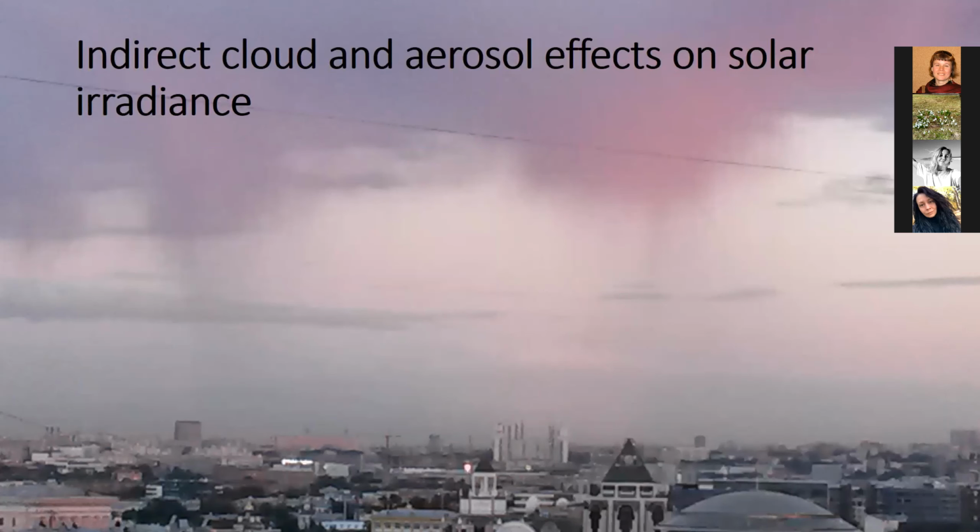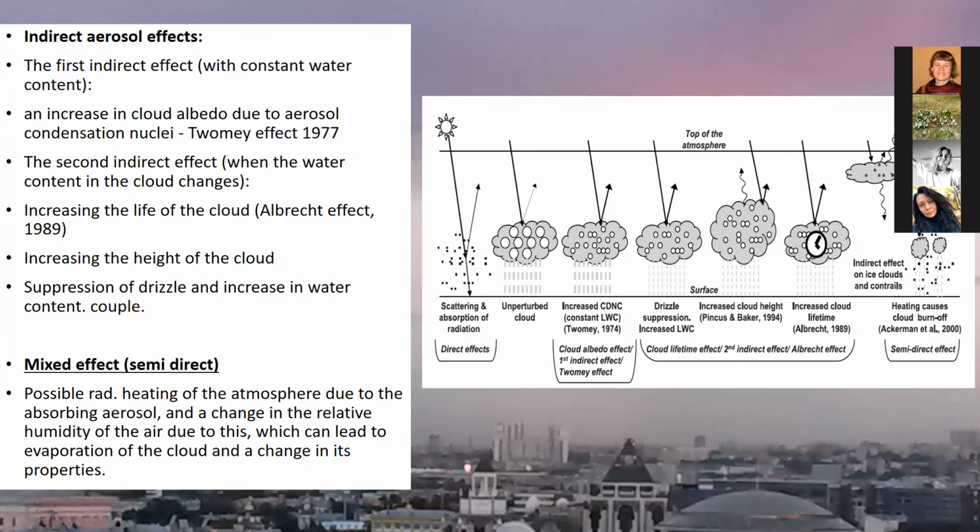Speaking about indirect cloud and aerosol effects on solar radiation, we should mention several processes. We should mention the so-called Twomey effect, which is due to the seeding of the cloudiness by aerosol, giving increased cloud albedo with the same liquid water content. But we have other processes in the atmosphere, like the Albrecht effect, for example, with the increasing lifetime of the cloudiness, or increasing the height of the cloud, or suppression of drizzle, increasing the water content. So we have very many different processes taking part in the cloud-aerosol interaction in the atmosphere.